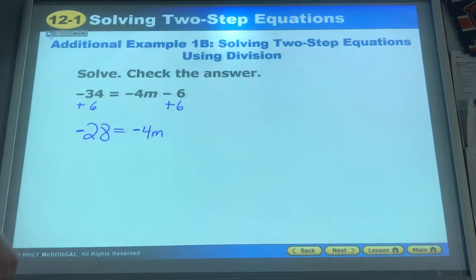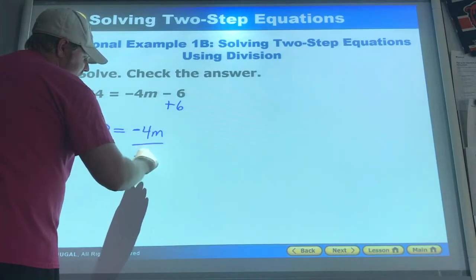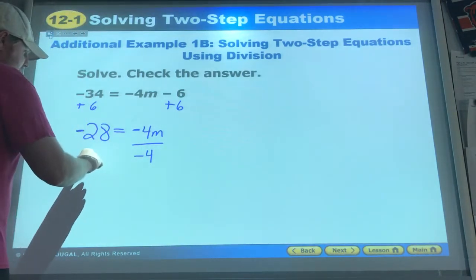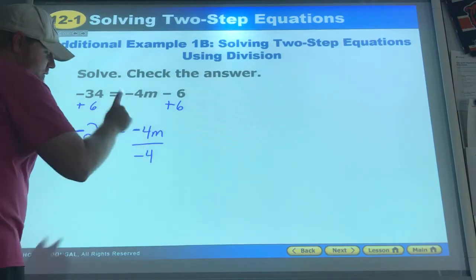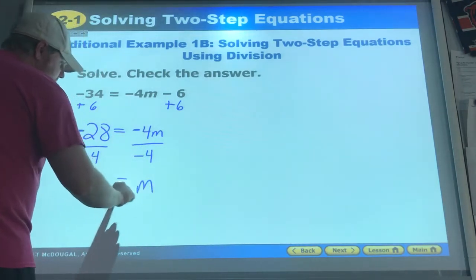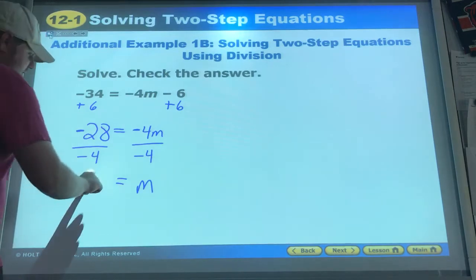Then we have negative 4 times m and negative 28. We're going to undo that by division by negative 4. It is by negative 4 because negative 4 divided by negative 4 is 1. m, that's what we want. Negative 28 divided by negative 4 is 7.